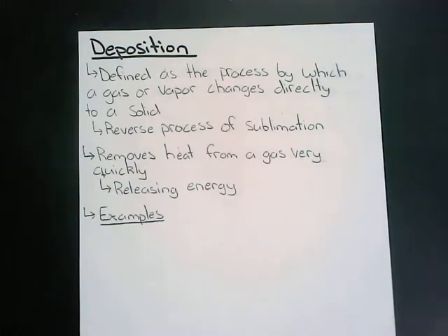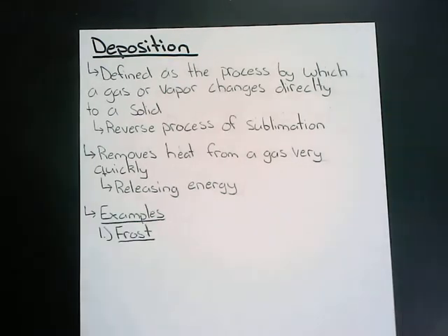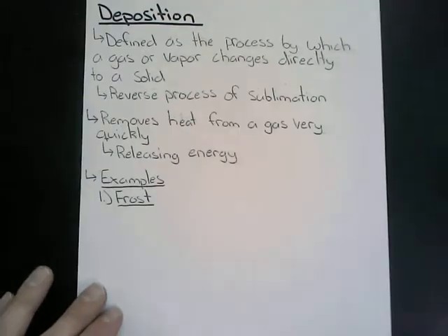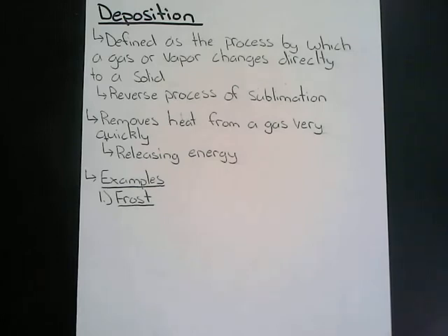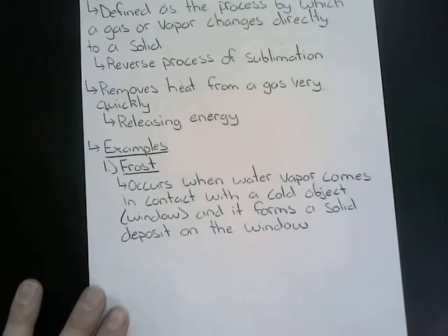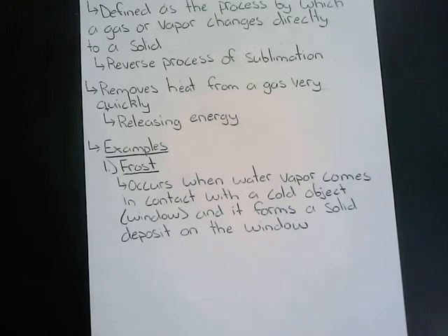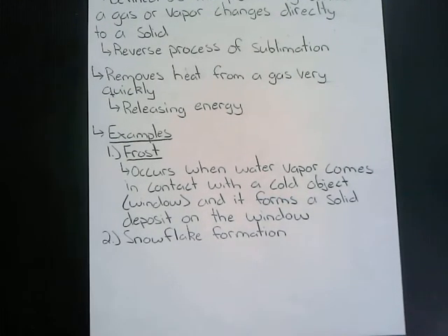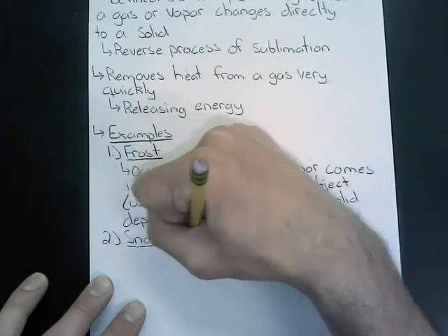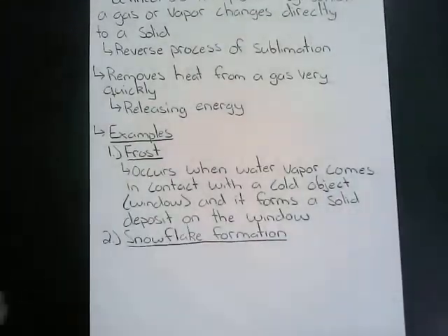One example is frost. Frost is the same type of frost that occurs on your window when it gets really cool out, and it's specifically going to occur when water vapor comes in contact with a cold window and forms a solid deposit on the window. Another example here is snowflake formation. What happens here is this: we have water vapor in clouds that gets changed directly into solid ice crystals.